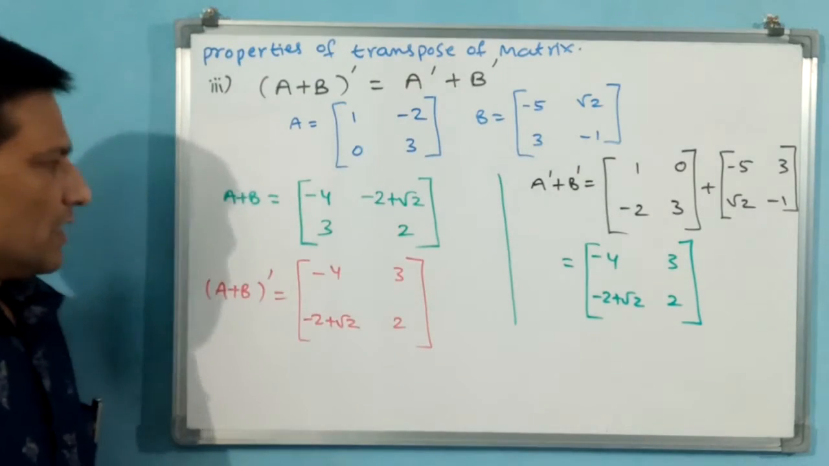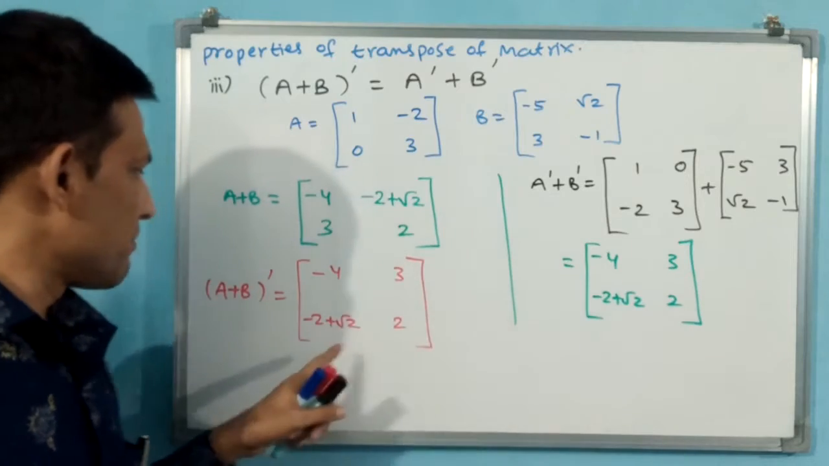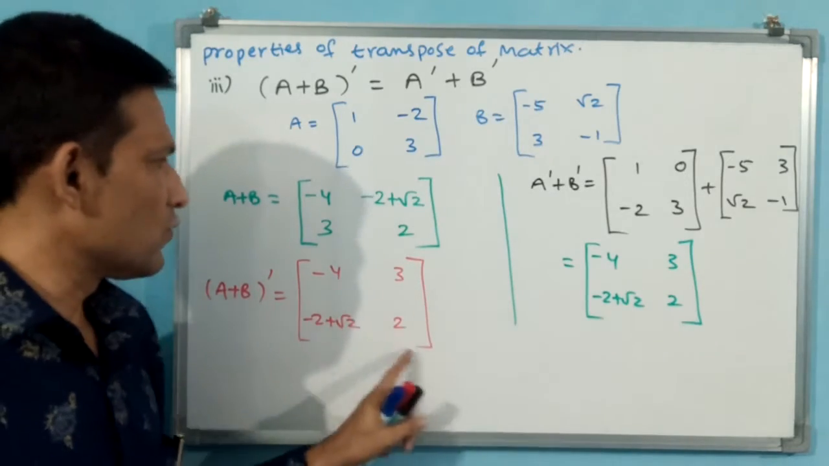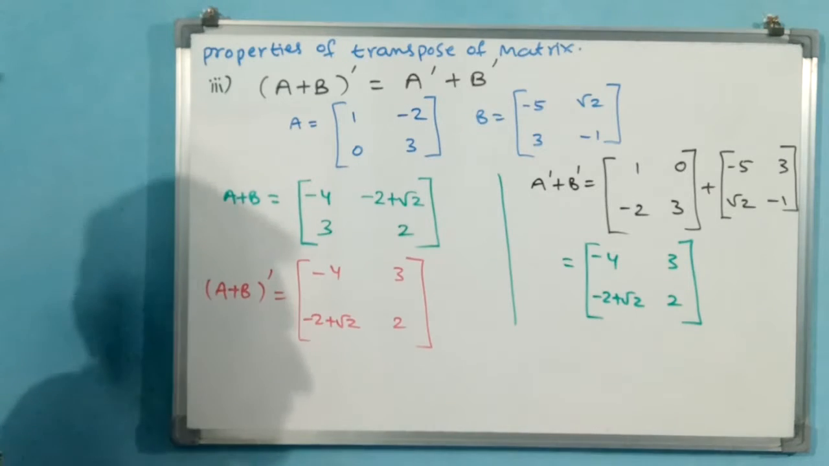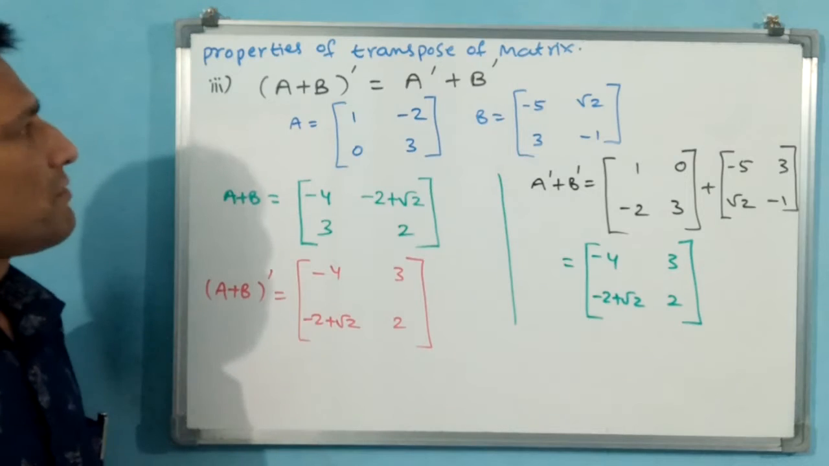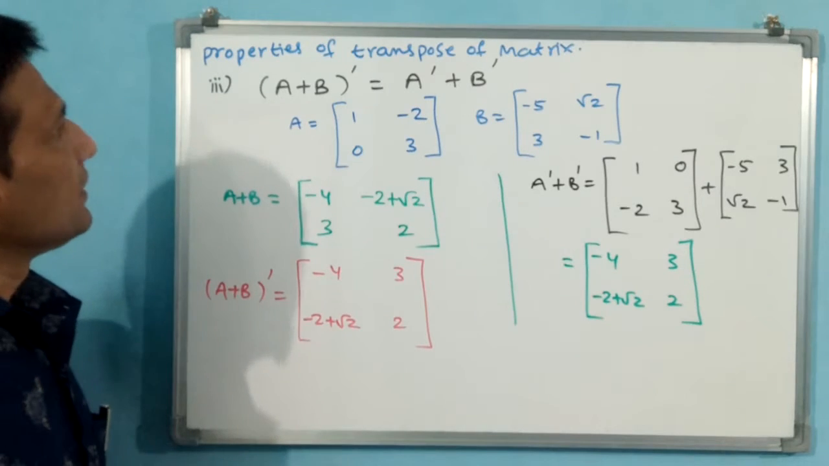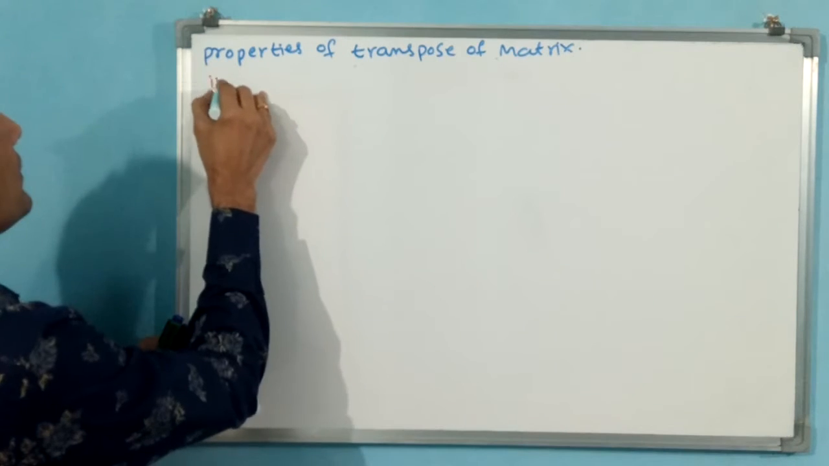Now you see, are these both the same? Minus 4, 3, minus 4, 3. Minus 2 plus root 2, minus 2 plus root 2, 2, 2. That's all. That means this property also we have verified. Now 3 properties we have verified. The fourth one also we will verify. Then we go for another concept. Let us go for the fourth property.